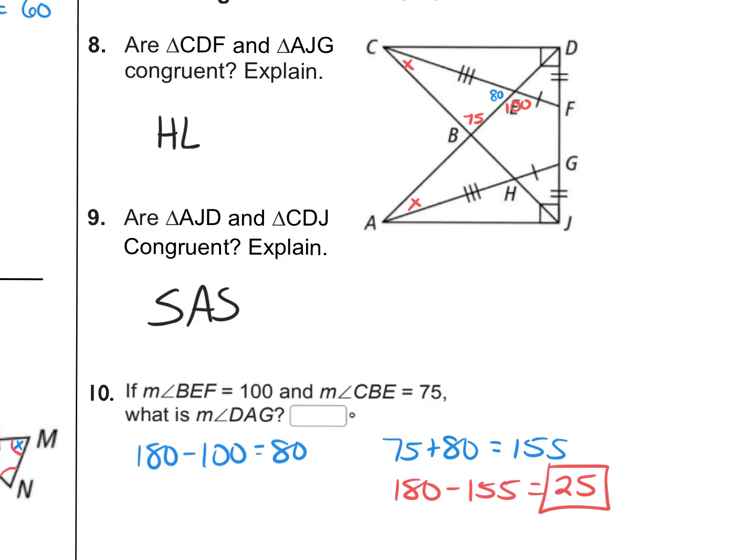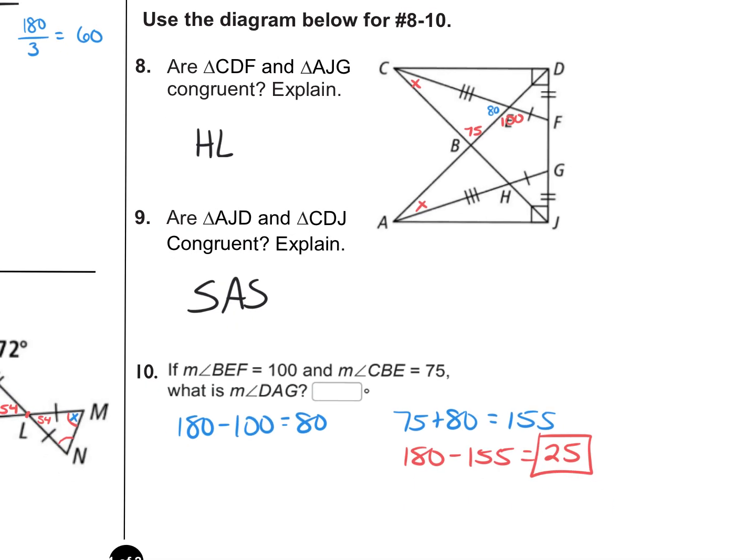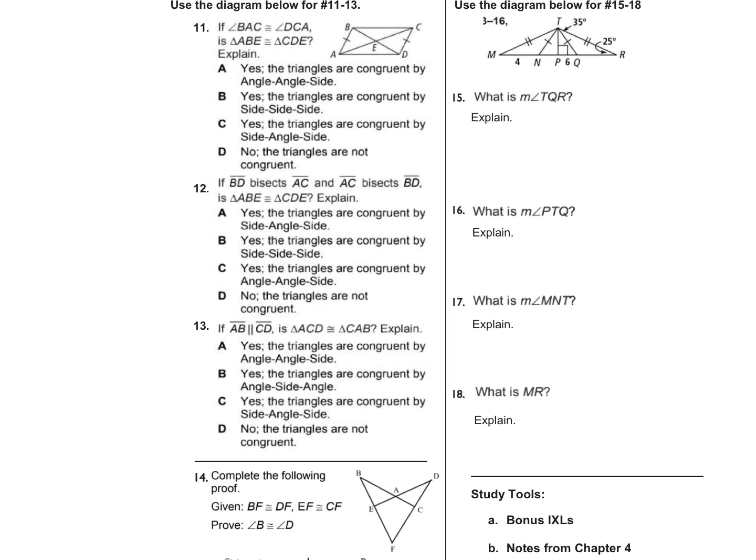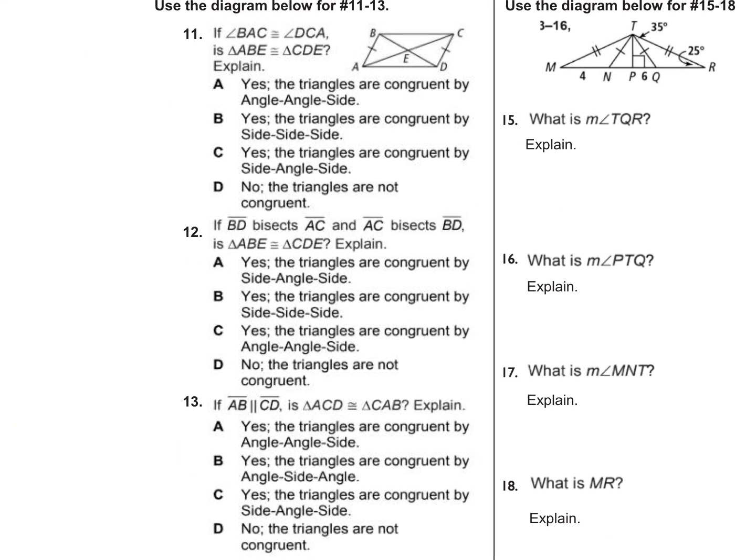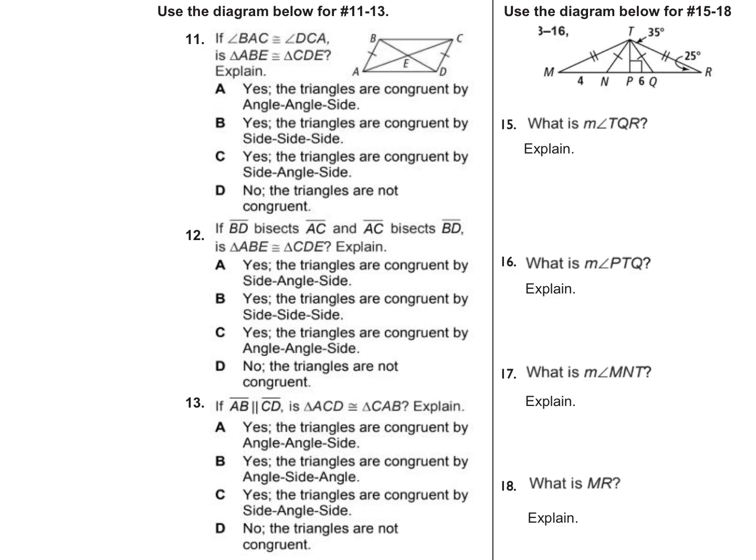Any questions about 8 through 10? Okay, so remember stuff from last chapter and a couple chapters before, that can come back to help you. So if you have angles on a straight line, they add up to 180 degrees. Go ahead and flip to the back page of your review. Numbers 11 through 13, they use the same diagram, but I want you to know they are their own problem.